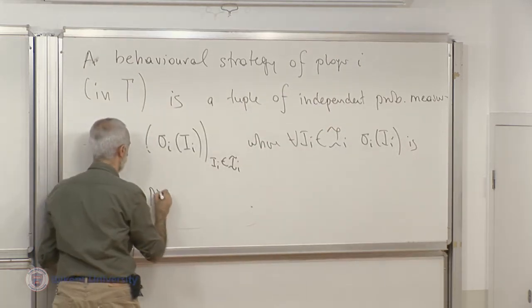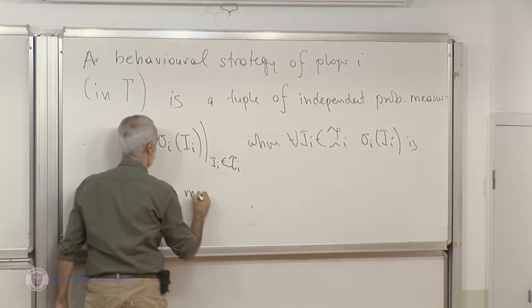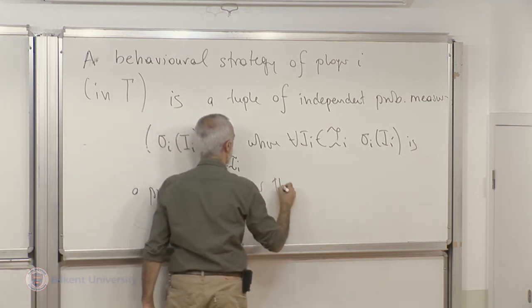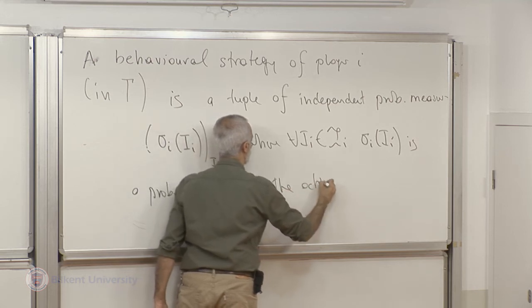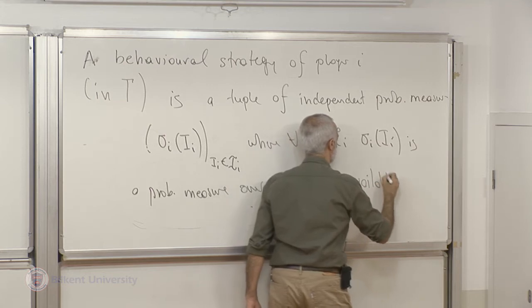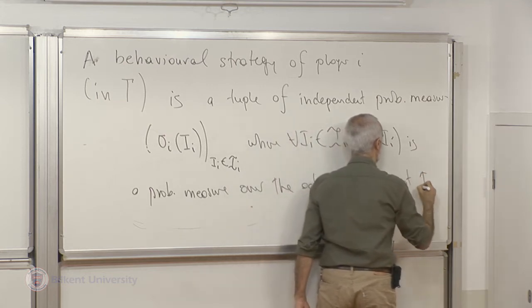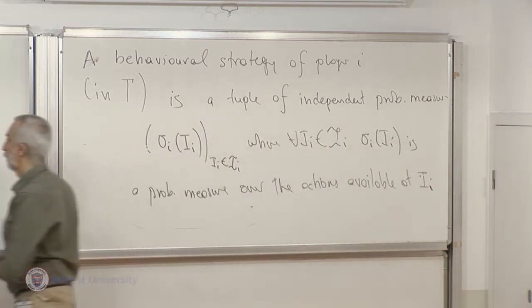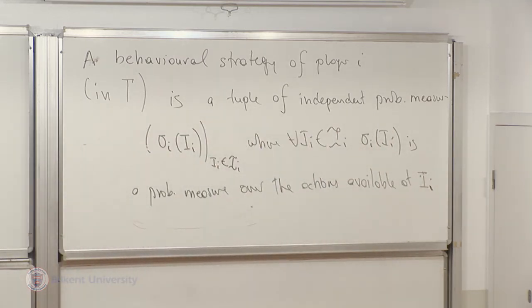a probability measure over the actions available at the information set capital I. Okay, so this is a behavioral strategy of player one.